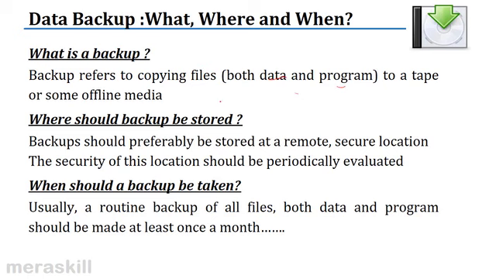This is online. There is something in the system. If for some reason the system were to crash, we were to lose it, we still have everything on another media from where we can restore the same information. And where should such backup be stored? Remember, backup should preferably be stored at a remote place.